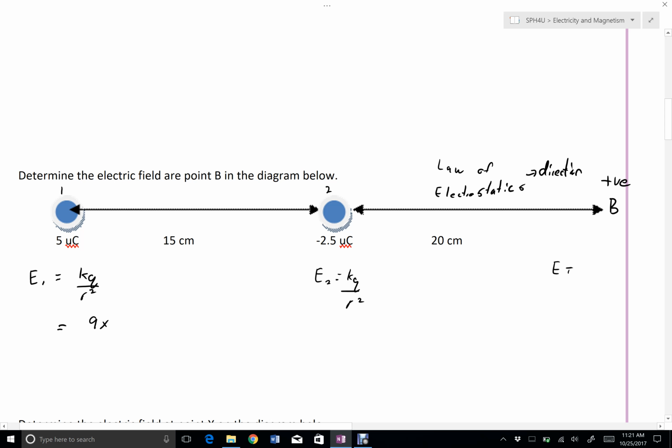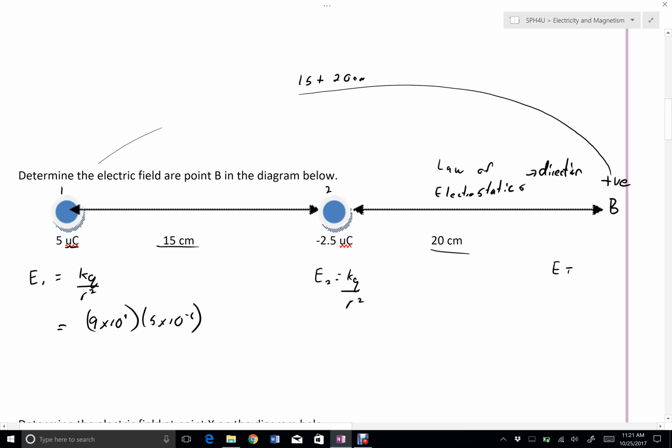So 9 times 10 to the 9, that's just the constant. The charge generating this field is 5 times 10 to the negative 6, remembering that microcoulombs means negative 6. And here the distance between charge 1 and point B is 15 plus 20 centimeters, which is actually 35 centimeters. But of course we have to use standard units, 0.35 meters.